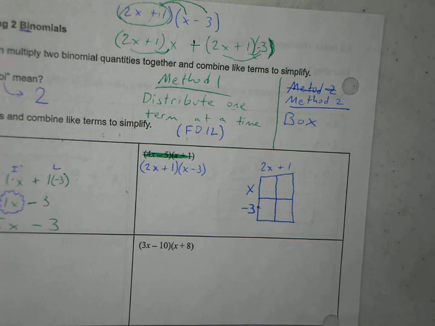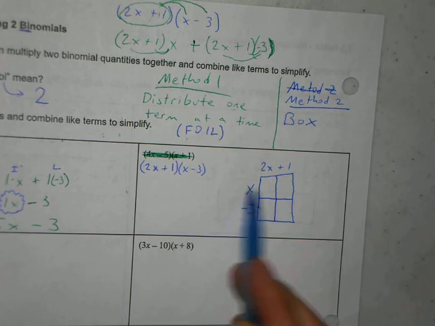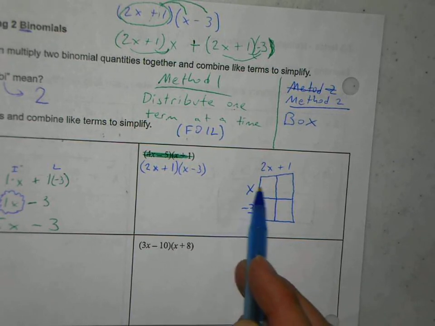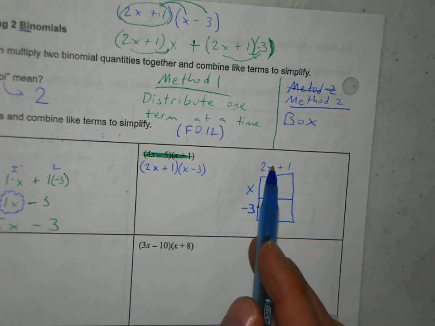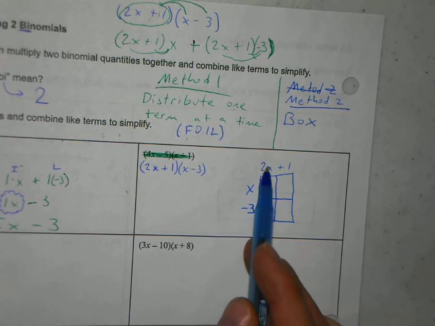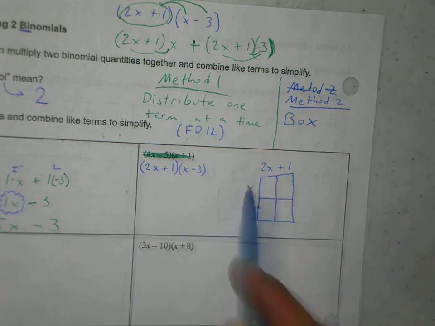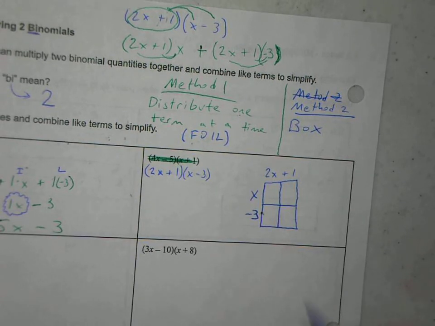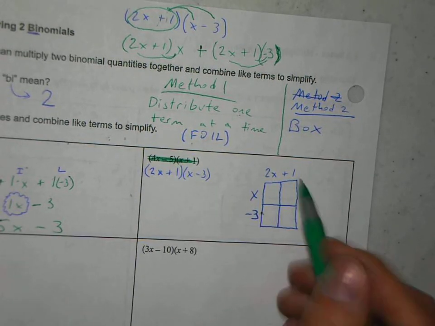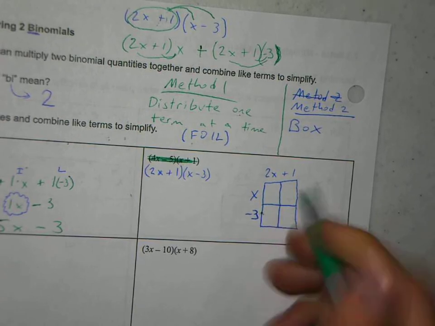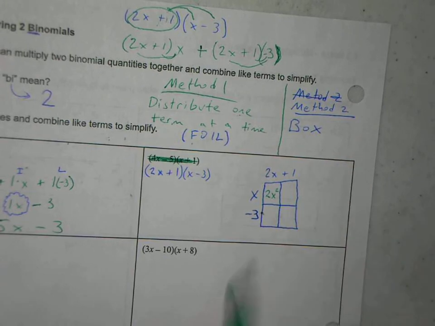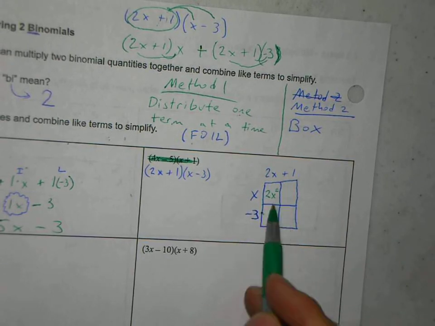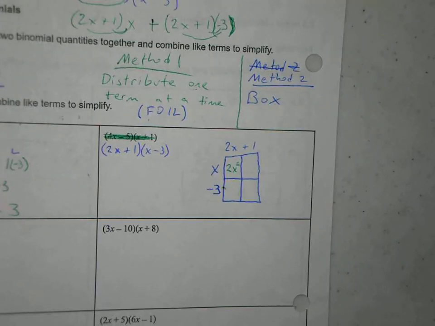And to do that, what I need to do is combine the individual pieces. So just like you would do in a Punnett square, I'm going to combine this 2x with this x. And when I say combine here, I mean multiply. So what is 2x times x? 2x squared. 2 times 1 is 2. X times x is x squared.